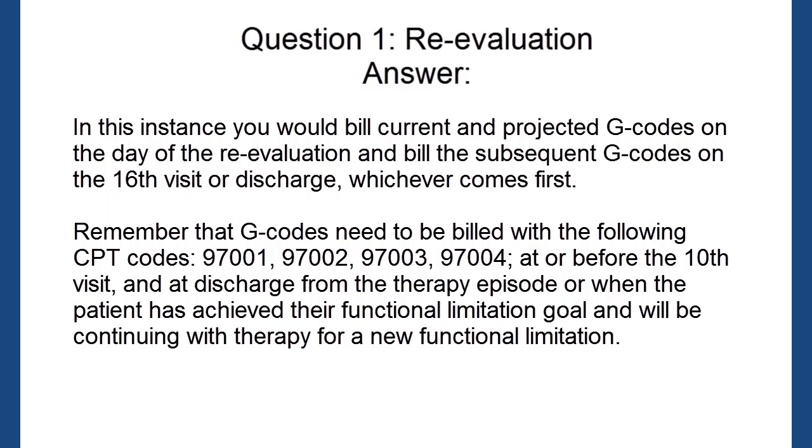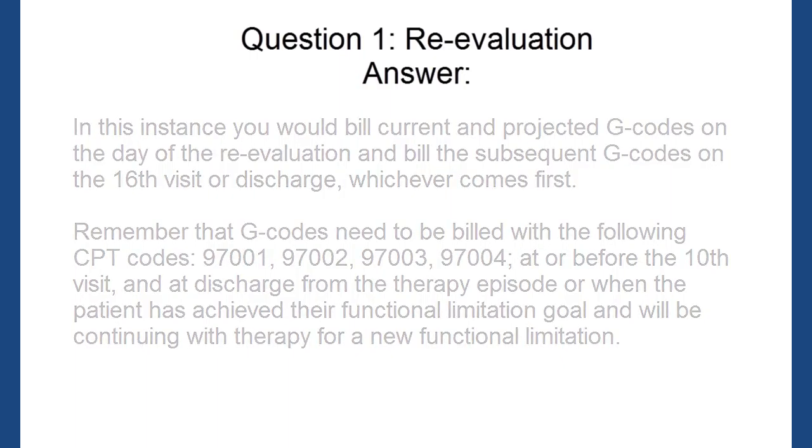Remember that G-codes need to be billed with the following CPT codes: 97001, 97002, 97003, and 97004, at or before the 10th visit, and at discharge from the therapy episode when the patient has achieved their functional limitation goal and will be continuing with therapy for a new functional limitation, or just traditional discharge from therapy. So again, in this instance, are they doing a true reevaluation, or are they just evaluating again and doing an update for their patient with regard to G-coding? Either way, the subsequent coding would be 10 days after that visit. So if it was on the 6th visit, it will be the 16th visit.